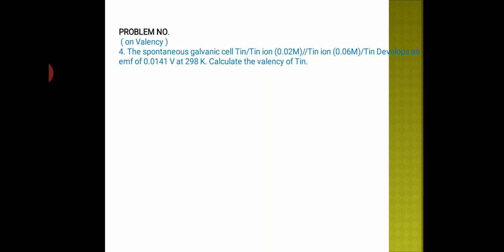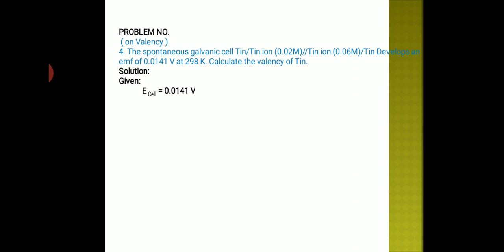Problem number 4 says: the spontaneous galvanic cell Sn bar Sn2+ (0.02 mole) double bar Sn2+ (0.06 mole) bar Sn develops an EMF of 0.0141 volts at 298 Kelvin. Calculate the valency of tin.